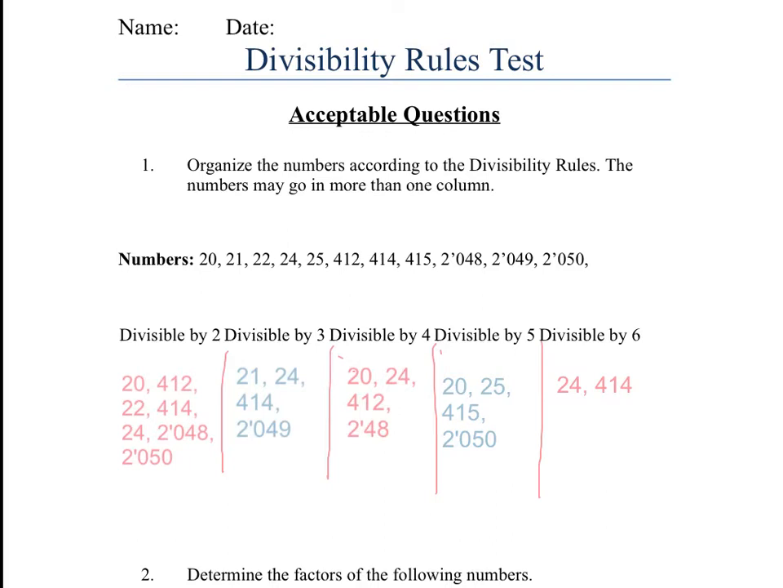And then I'm going to jump over to the number 5. So anything that ends in 0 and 5, that's the divisibility rule for 5. So 20, 25, 415, 2050. Okay? Now I'm going to go over to the next one, which is 3.